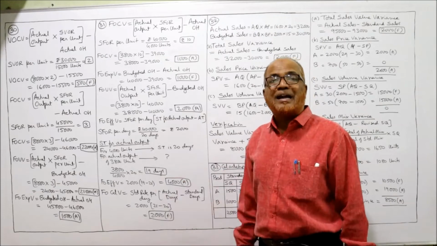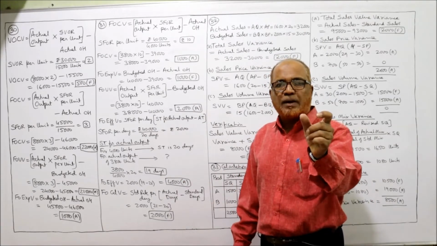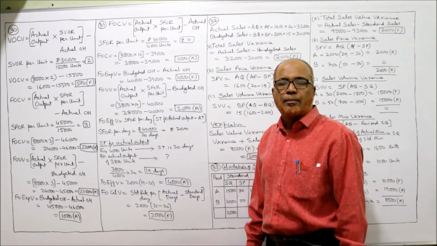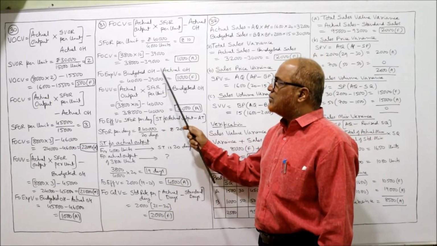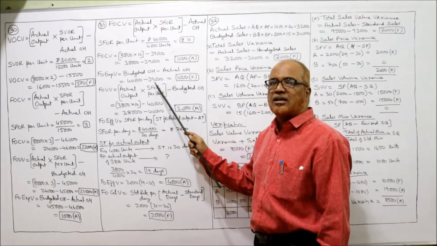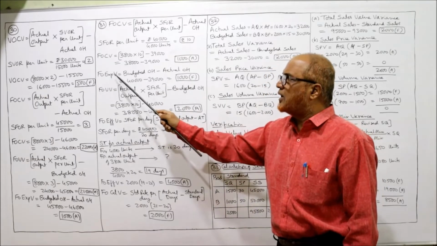Now FO expenditure variance. Very easy formula. FO expenditure variance is equal to budgeted overheads minus actual overheads. Budgeted means standard. So here budgeted overhead minus actual overhead. Budgeted overheads are 40,000, actual overheads are 39,000. So 1,000 favorable. This is fixed overhead expenditure variance.